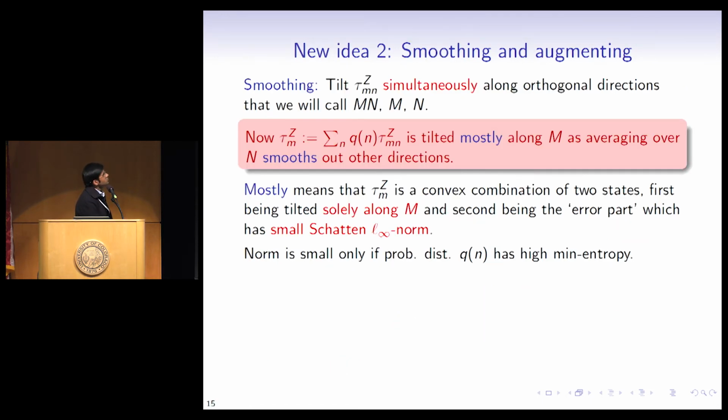This brings us to the new idea number 2, which is smoothing and augmenting. So far we have been tilting only the projectors. Now we'll tilt the state as well. Tau was our initial state. What we'll do is tilt it simultaneously along orthogonal directions mn, m, and n. What do I mean by tilting the state? It means look at the state tau_mn, look at its components along the directions mn, m, and n, and take a linear combination of them. Now the parameters in the linear combination have to be chosen very carefully. That comes out of a lot of hard work that is done in the paper.